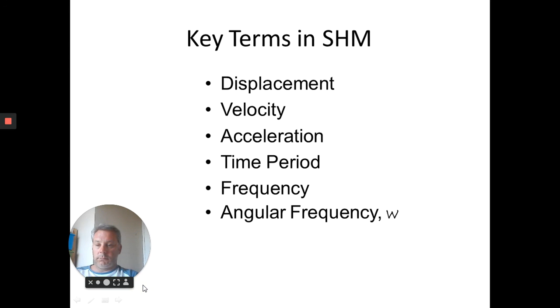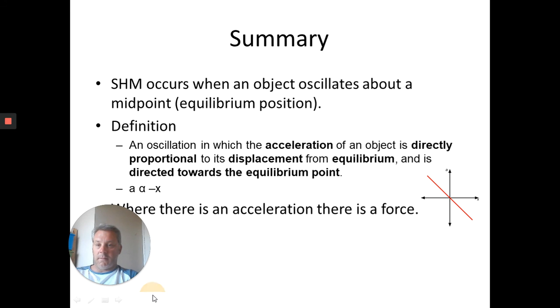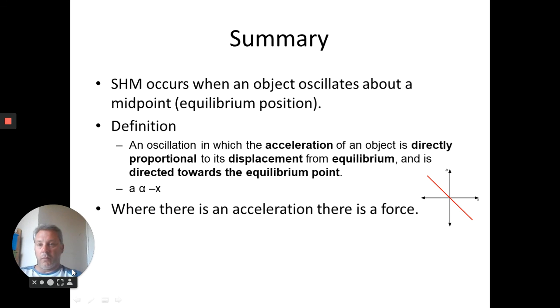Now, we are going to go on to our final slide. I just want to summarize what we've talked about today. So simple harmonic motion occurs when an object oscillates about its midpoint. Its definition is an oscillation in which the acceleration is directly proportional to its displacement from equilibrium and is directed towards that equilibrium point at all times. So a is proportional to minus x, and when there's an acceleration, there is always a force doing it. There's always a force pulling these objects back to their equilibrium position.